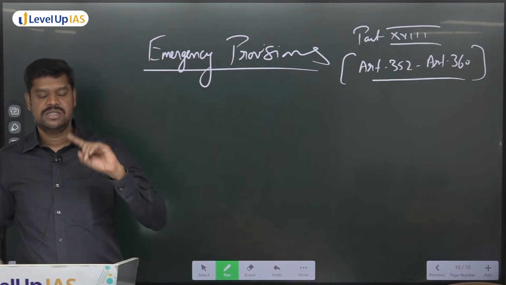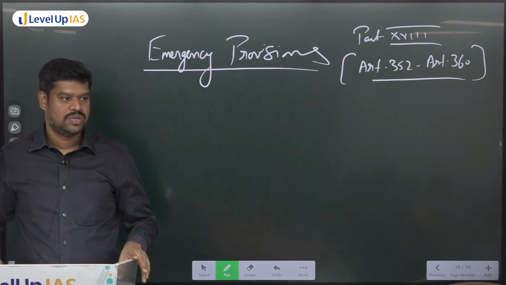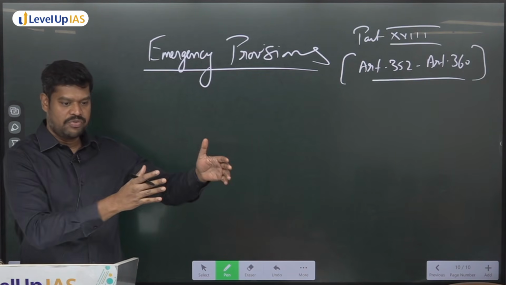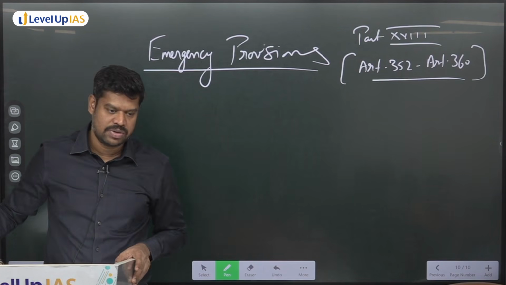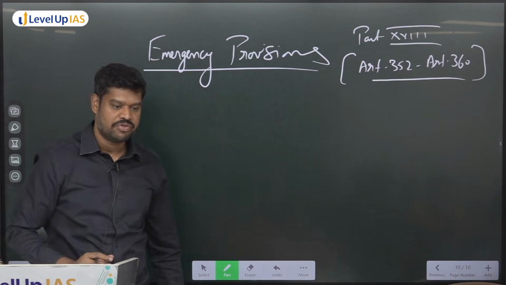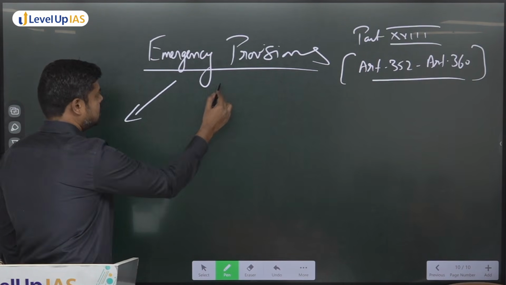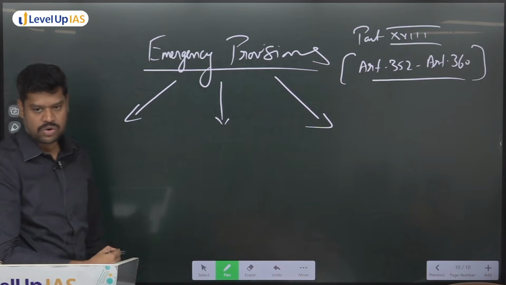So when there is an emergency situation, the constitution can also go for a transformation. The constitution completely transforms itself. During normal time, it functions in one way, and during emergency situation, the constitution can go for a transformation. But again, it depends upon the type of emergency. So you will have to understand what are the emergencies that are allowed under the constitution. There are three types of emergencies allowed under the constitution of India.